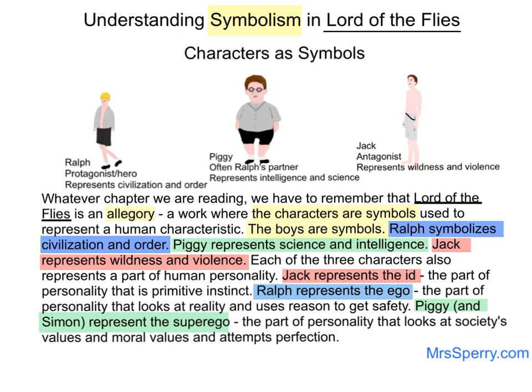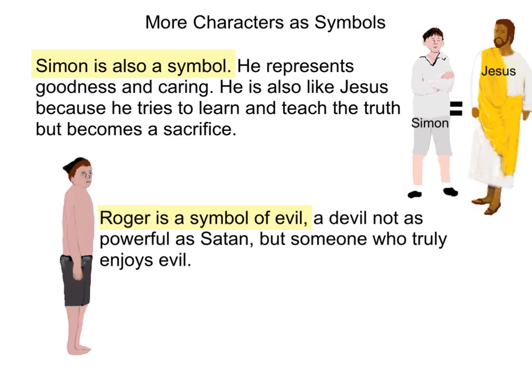Each of the three characters also represents a part of human personality. Jack represents the id, the part of the personality that is primitive instinct. Ralph represents the ego, the part of personality that looks at reality and uses reason to get safety. Piggy and Simon represent the superego, the part of personality that looks at society's values and moral values and attempts perfection. More characters as symbols.